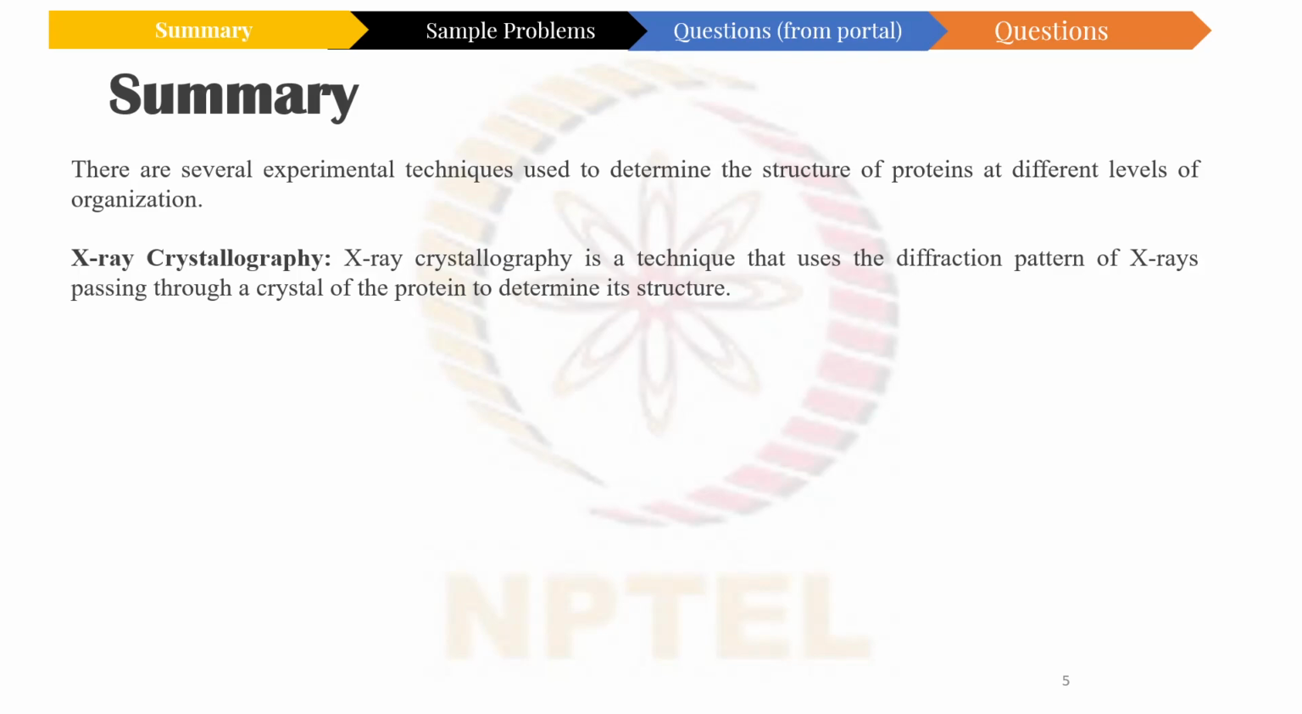The first one is X-ray crystallography, a technique that uses the diffraction pattern of X-rays passing through a crystal of a protein to determine its structure. Here, the protein is purified initially and then a crystal is grown from it. Then this crystal is bombarded with X-rays, and the diffraction pattern is collected and analyzed to determine the 3D structure of the protein. This method is widely used to determine the atomic level structure of proteins. Later on we will discuss the steps of X-ray crystallography in detail.